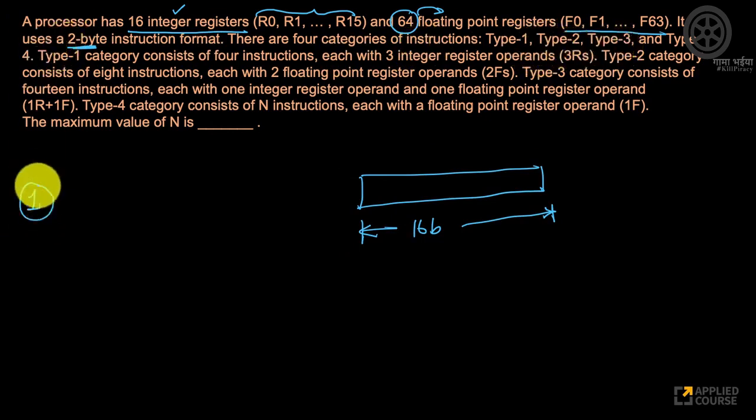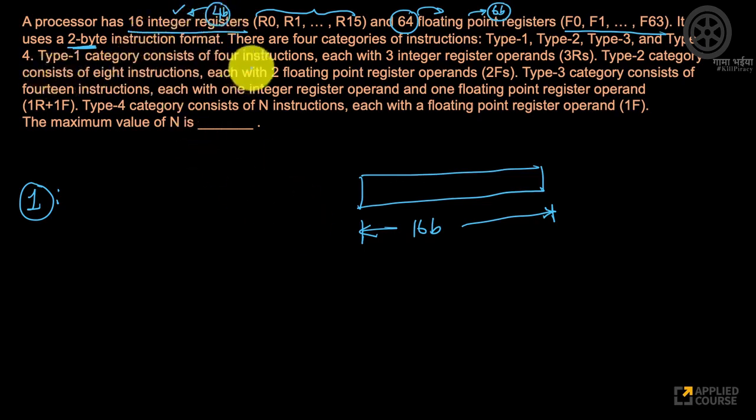So type 1. Okay. Now before we go there, let's understand, to address these 16 integer registers, how many bits do you need? Because you have 16 of them, you need 4 bits to address these integer registers. Because there are 64 floating point registers and 2 power 6 is 64, to address these floating point registers you need 6 bits. Let's write that down here, because we can use that information.